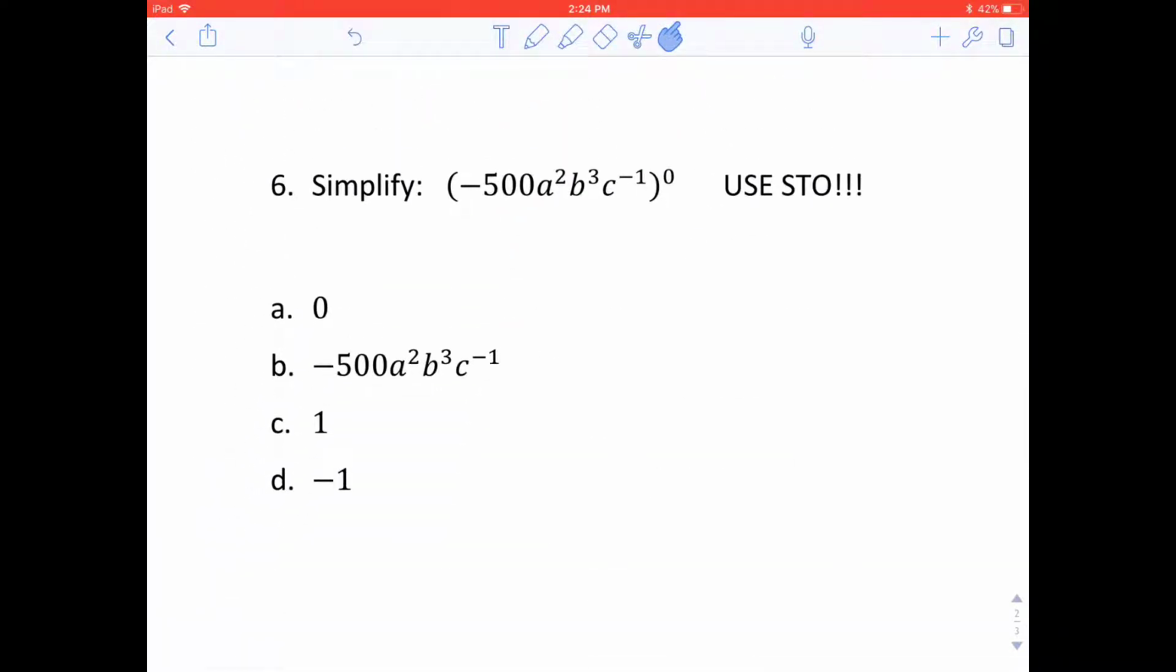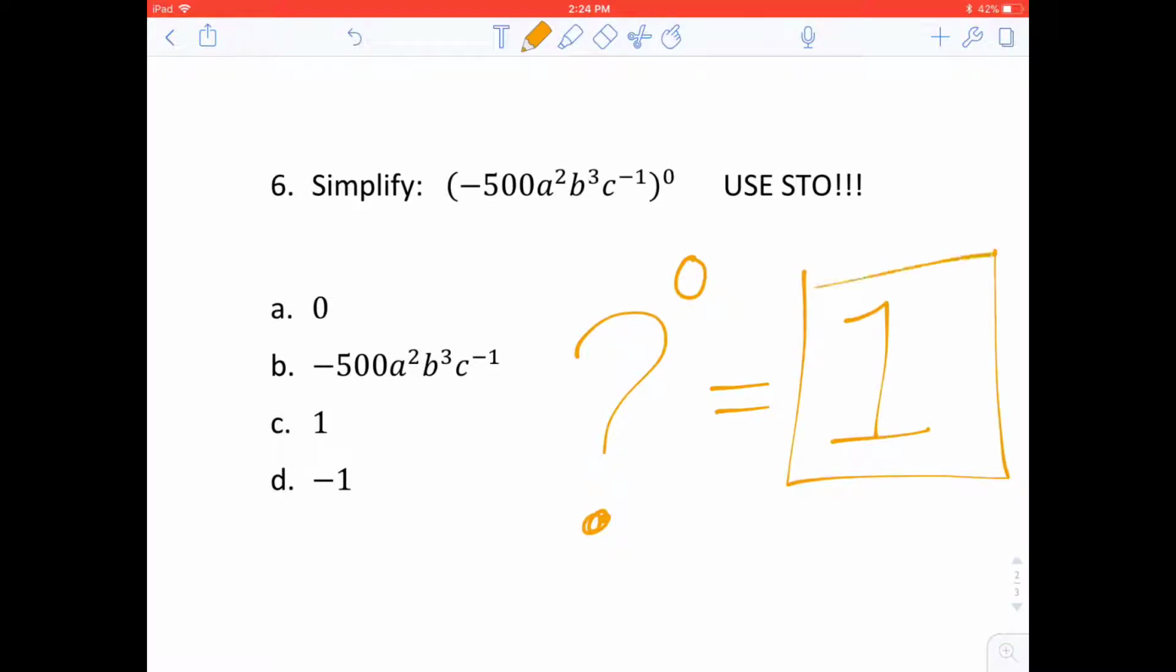And then number 6, I simply said anything, it doesn't matter what it is, anything to the power of 0 will always equal 1. In fact, you could pick any number for A, any number for B, any number for C. If you type this in and you take it to the power of 0, it will always equal 1. So our answer is 1.